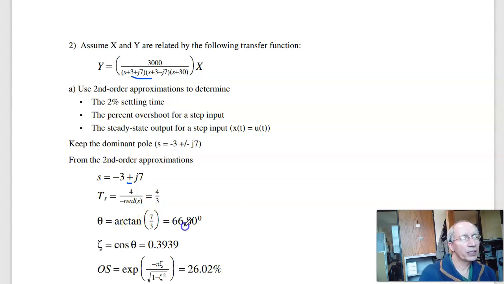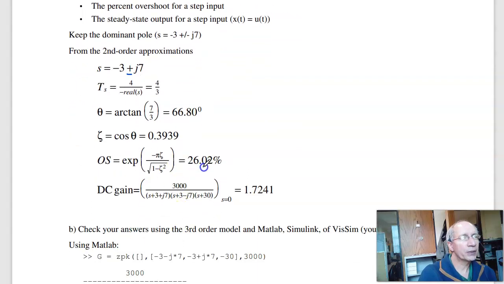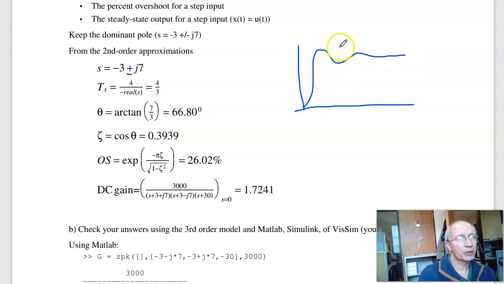The angle of the pole is 66 degrees. Zeta is cosine of the angle. Damping ratio is 0.39. From the damping ratio, I can tell you the overshoot should be 26%, and the DC gain is 1.72. So the step response ought to look like this, 26% overshoot, so that's 26%. Settling time is 4/3 second, and DC gain is 1.72. So there I can kind of tell that by inspection, just by looking at the dominant pole.